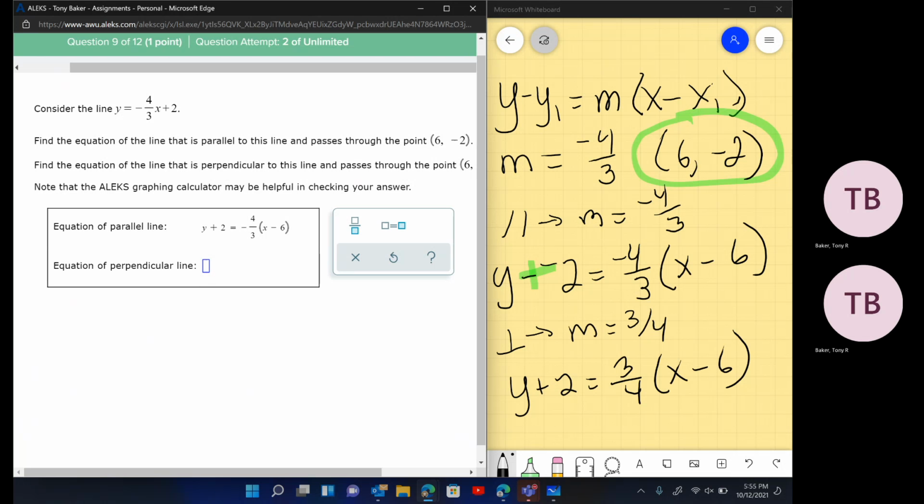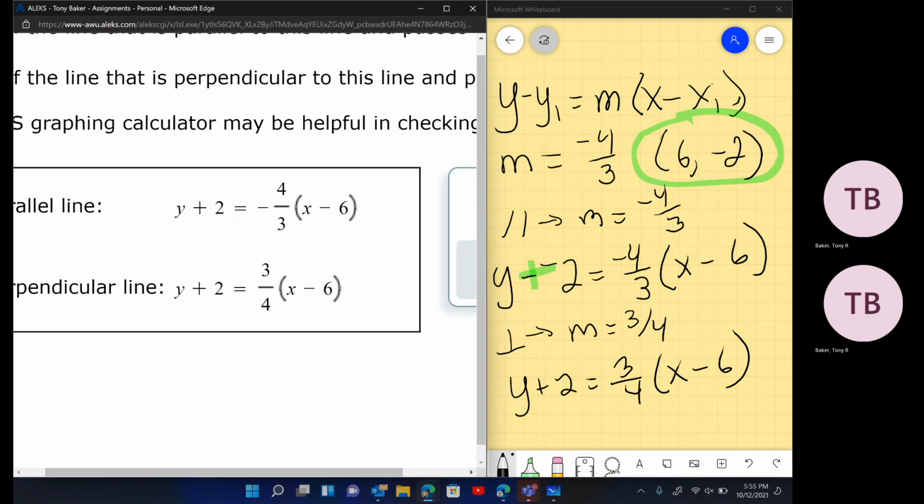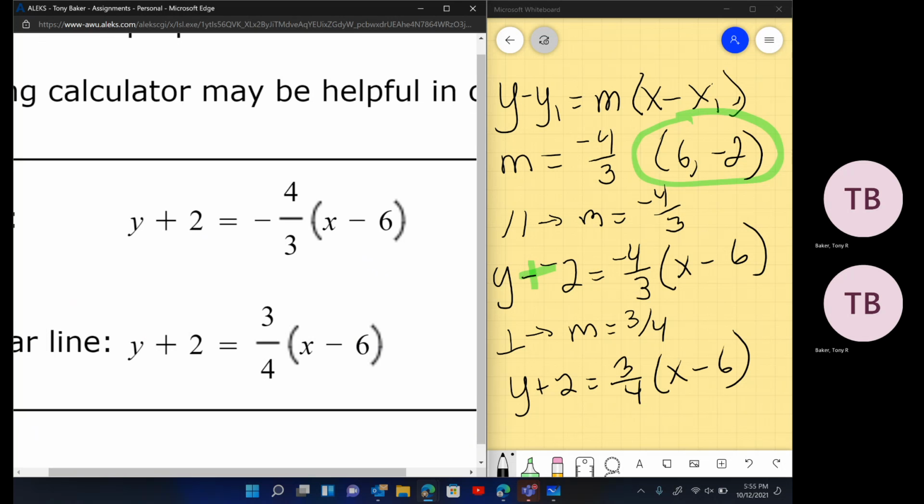It's the exact same thing. The only difference is the slope. All I'm typing in different is the slope. Notice everything is exactly the same except for the slope. Because the parallel slope is the same as my original problem, the perpendicular slope, you flip it over and change its sign.